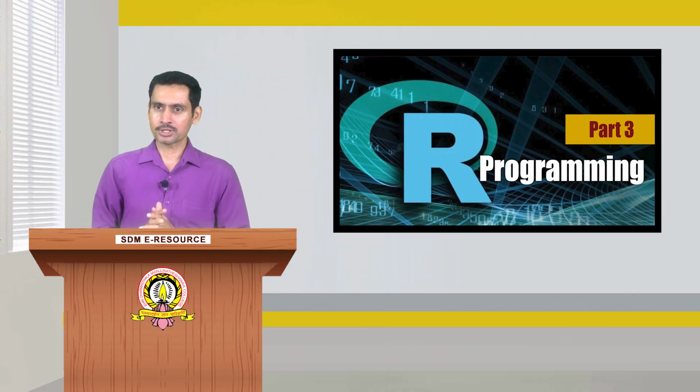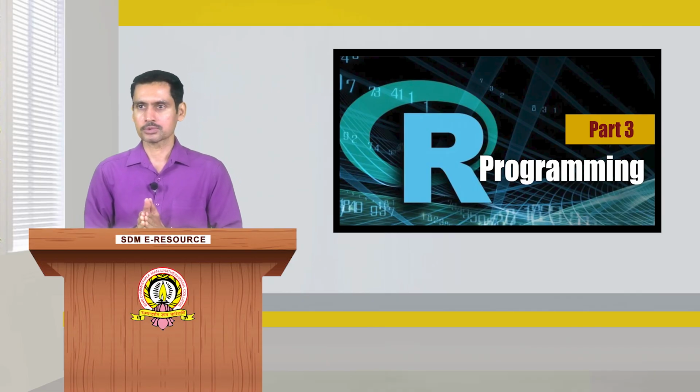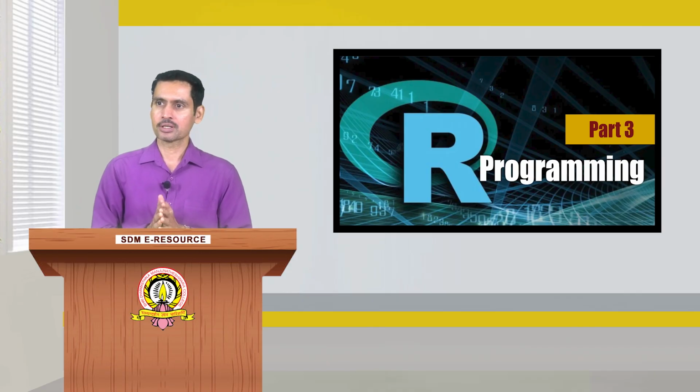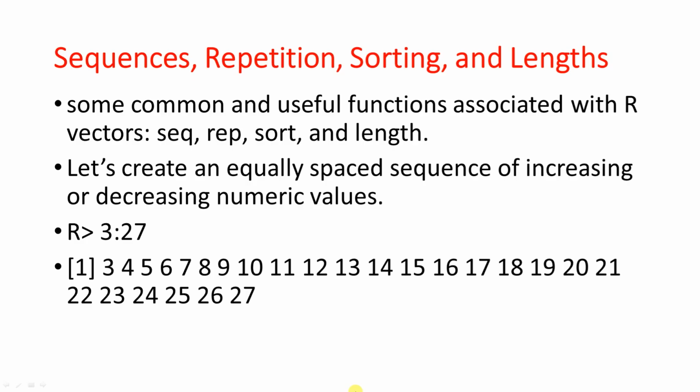Okay, so what are the different operations that we can perform with respect to a vector? Different operations like sequence, repetition, sorting and length. We can perform these operations by using different functions. In order to perform the sequence operation, we use the seq function. For the repetition operation, we use the rep function. For the sorting operation, we use the sort function. And in order to get the length, we use the length function.